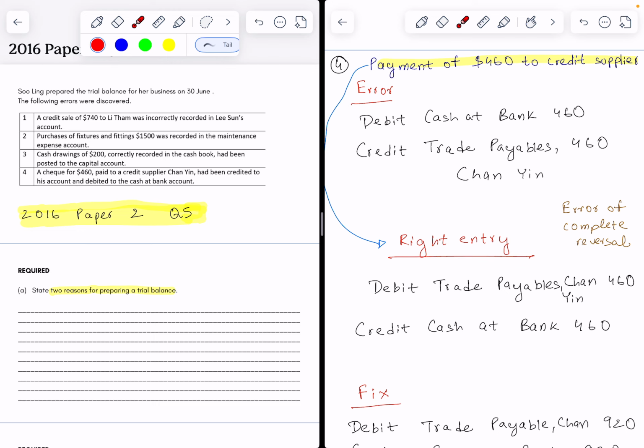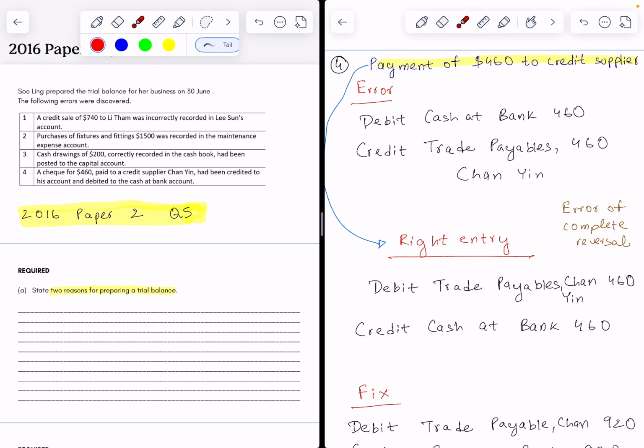The error, based on what the question clearly mentions, was that Su Ling debited the account for cashiered bank by $460 and credited the account for Shan Yin trade payables by $460. So as you can see, when you compare the error and the right entry that we were supposed to do, it's basically a complete reversal, where debits have been treated as credits and credits have been treated as debits. Isn't that so? So this is what we call an error of complete reversal, okay? We were not supposed to identify this as part of this question, but you get the idea of the error of complete reversal now, okay?